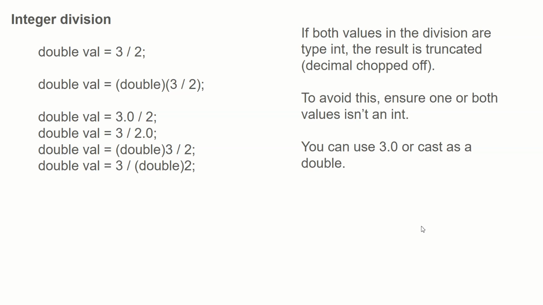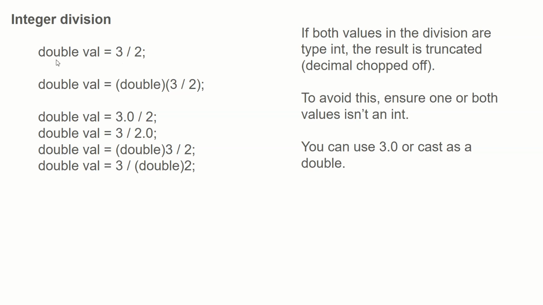Okay, integer division. So everybody already knows that 3 integer divide by 2, well, if we weren't dividing by integers, it would be 1.5, right? 3 halves is the same thing as 1.5. But when both things involved in the division are of type int, it will truncate the decimal. Truncate means chop off. So instead of 1.5, it will evaluate to 1.